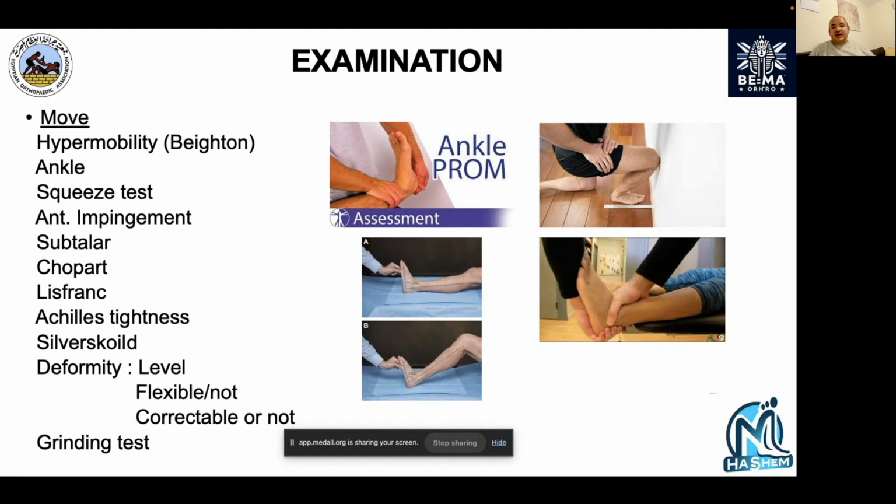Then you test for Achilles tightness, as you see here. You try to see how much the patient can passively dorsiflex in knee extension, and then ask the patient to bend the knee and see if the patient dorsiflexes more with bending the knee. This means Silfverskiöld test positive. This means that the gastrocnemius is tight, and once you flex the knee, you get the gastrocnemius out of the equation, and so the tendon, Achilles, and soleus are okay.